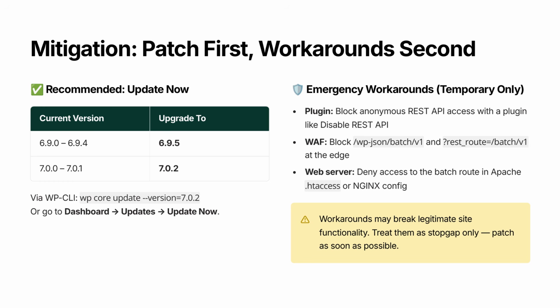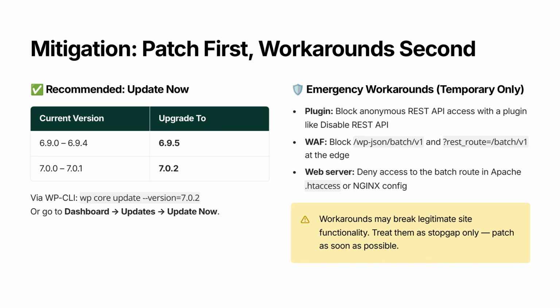The priority here is simple: patch first. Workarounds are only temporary risk reduction. If you're running WordPress 6.9.0 through 6.9.4, upgrade to 6.9.5. If you're on 7.0.0 or 7.0.1, upgrade to 7.0.2. Those patched releases are the recommended fix. You can do that with wp-cli using wp core update --version=7.0.2, or use the admin interface under Dashboard, Updates, and then Update Now. Of course, choose the patched version that matches your branch.